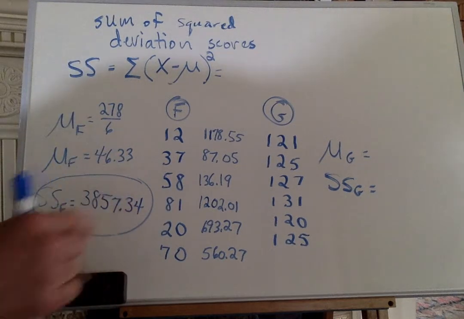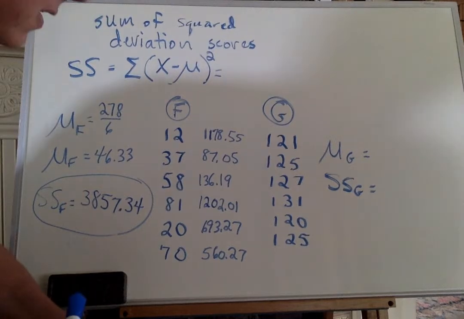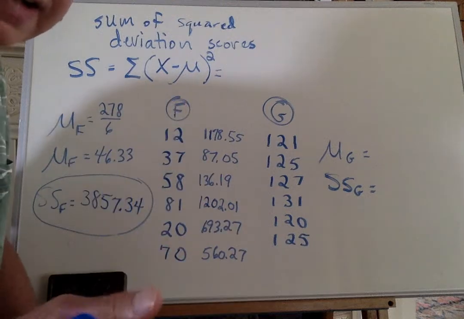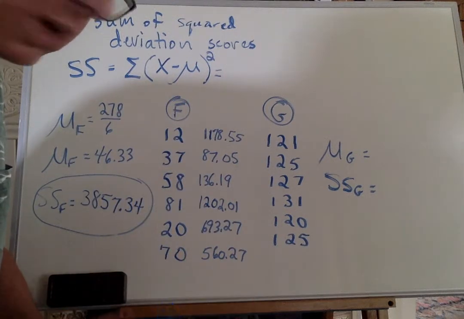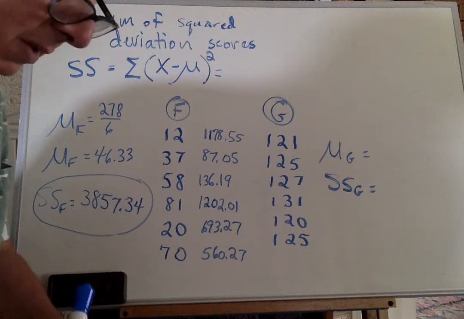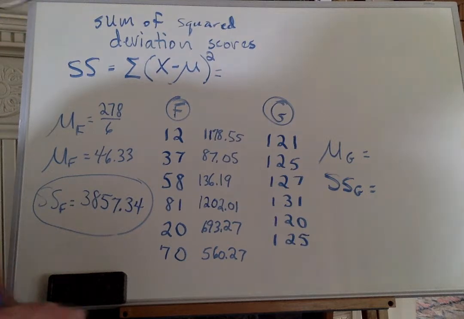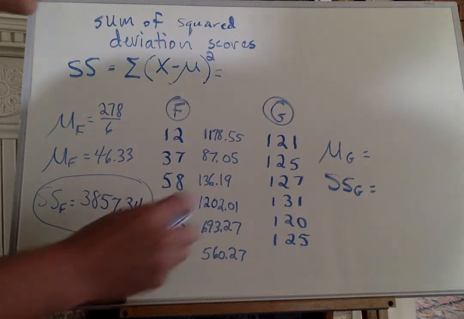But it gets pretty large. Let's do the other one just for practice. If you would like, you can pause the video now. In fact, I would suggest to pause the video, try to do this, come back and see if it matches what we're doing. Okay, let's see. 121 plus 125 plus 127 plus 131 plus 120 plus 125. Okay, divide by 6, and the mean is 124.83.